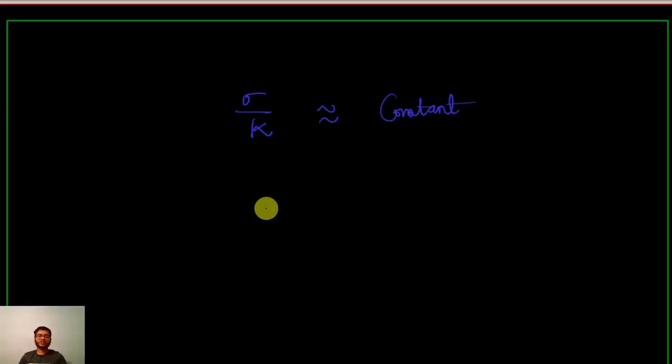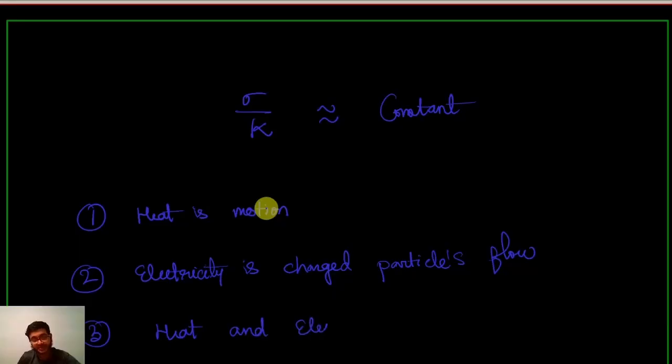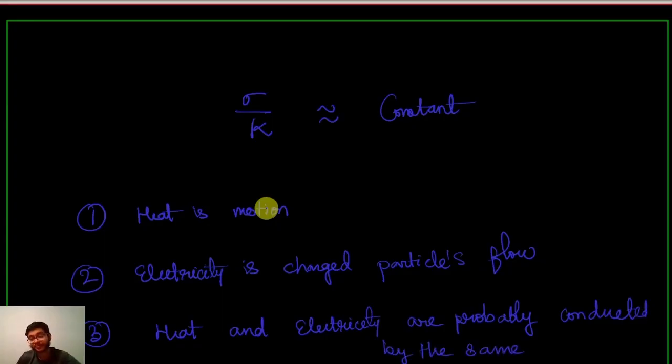So what we know is that heat is motion, electricity is the flow of charged particles, and heat and electricity are probably conducted by the same mechanism.